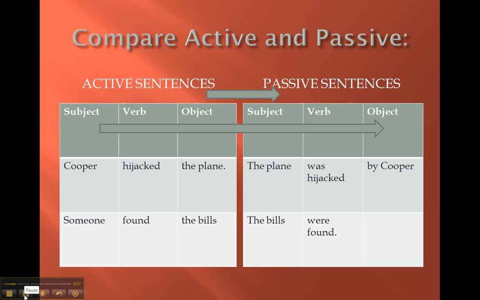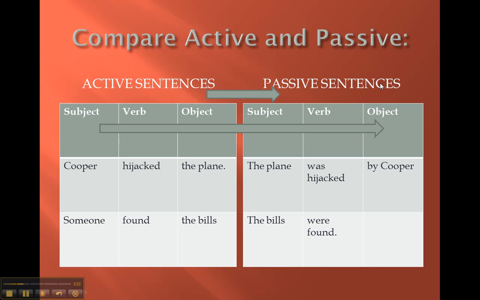Okay, when you change a sentence from active voice to passive voice, what's happening is the subject becomes the object of the passive sentence, and the object becomes the subject of the passive sentence. And a passive sentence can only happen if the verb is transitive. A transitive verb is one that has an object, and if it's not a transitive verb, it can't be passive.